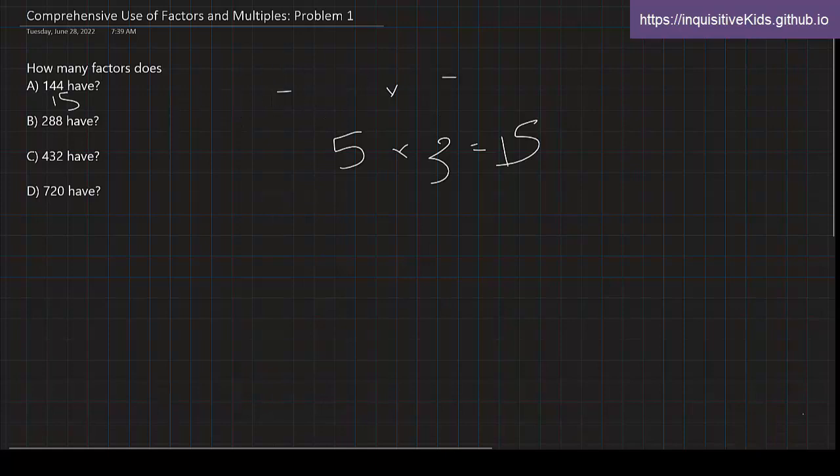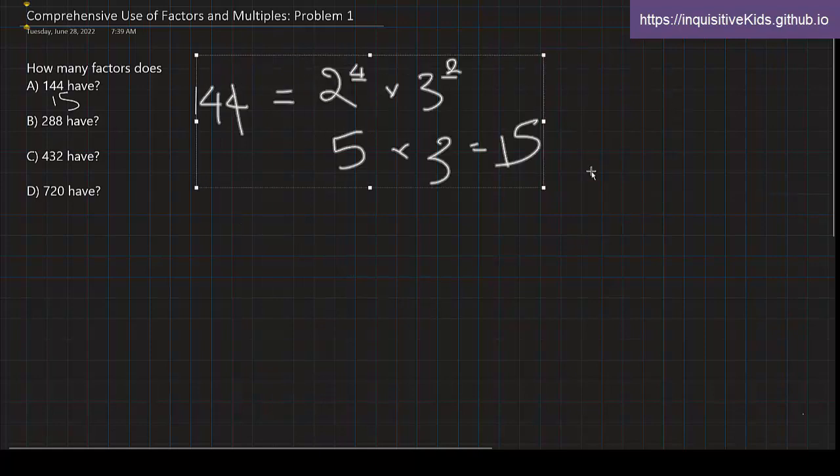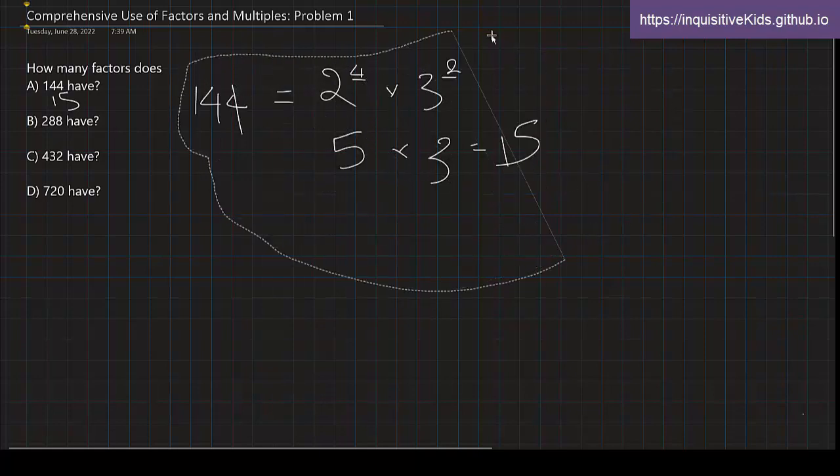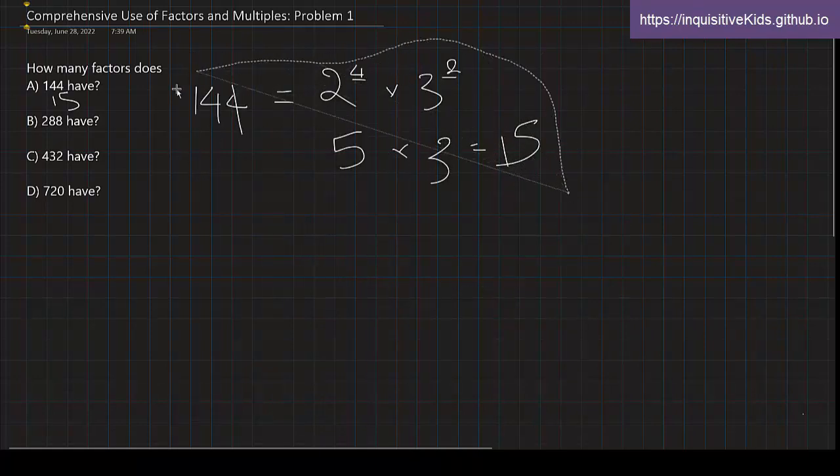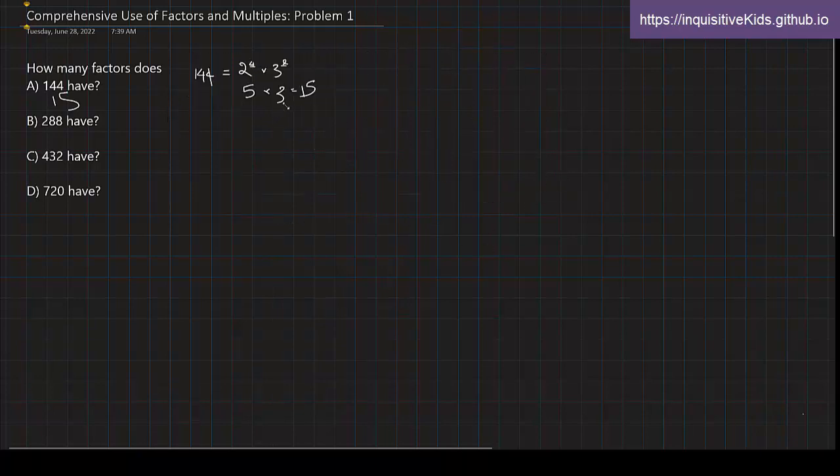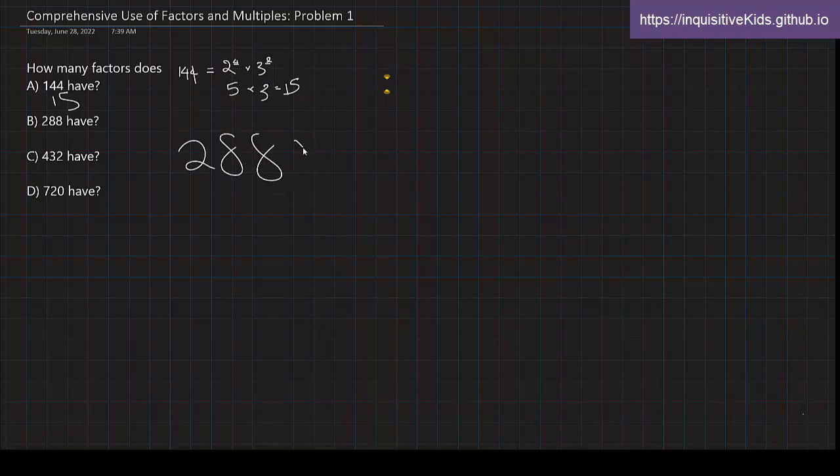Actually, I'm not going to erase that. So we have this as an example. Put that right beside this question. Okay. Now 288. As you probably have guessed, 288 is just double 144.